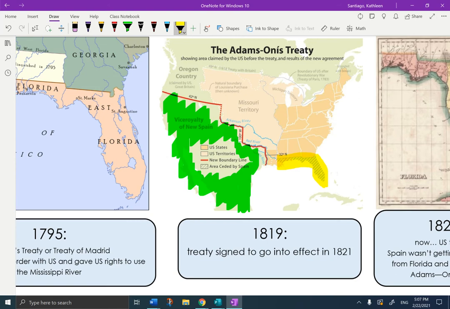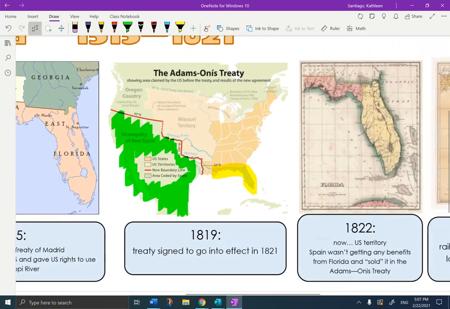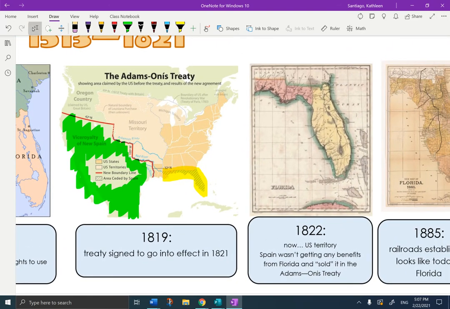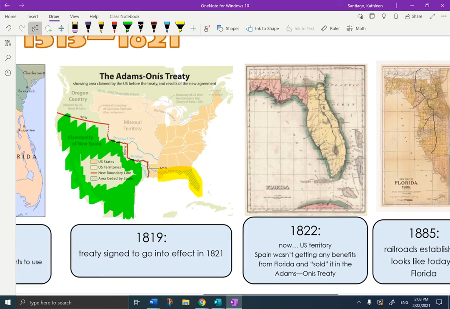Now, the treaty was signed in 1819, but it didn't go into effect until 1821. So here you have U.S. territory, Spain. Why did they get rid of it? Spain wasn't getting any benefits from Florida, and they sold it so that it almost took away that burden of trying to take care of it and govern it from so far away.